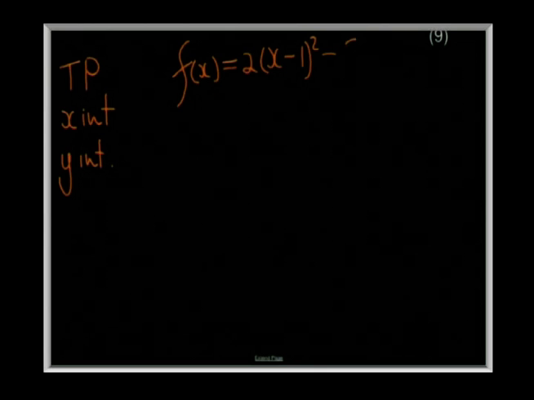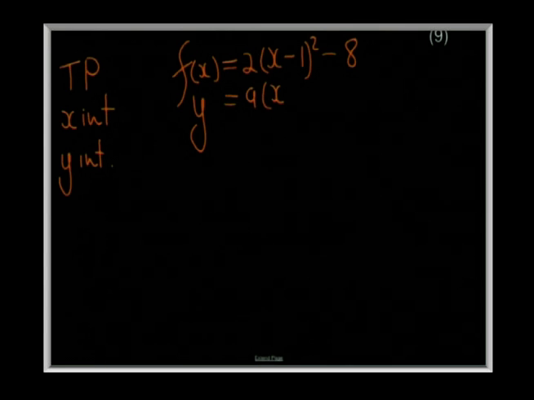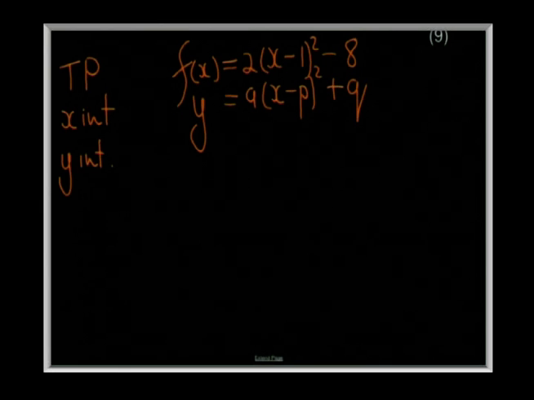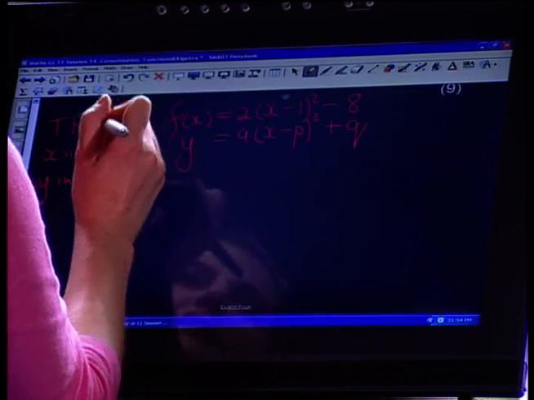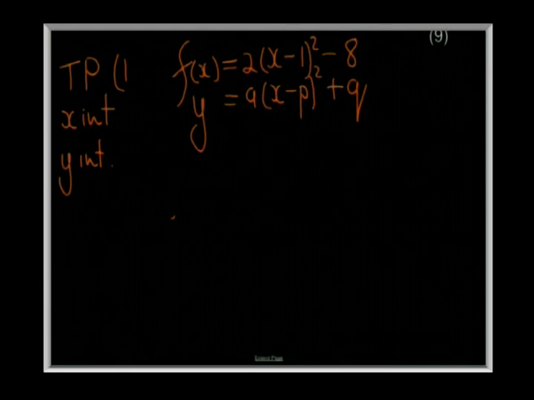I'm just writing it down again. Remember, the standard form for a parabola is y is equal to a(x minus p) squared plus q. Once your parabola is in the standard form, where the square is completed, your turning point is not a lot of work at all. P and Q are the x and the y values of the turning point respectively. So I can immediately say that my parabola turns at 1 and -8. Right, so (1, -8) is the turning point of my parabola.